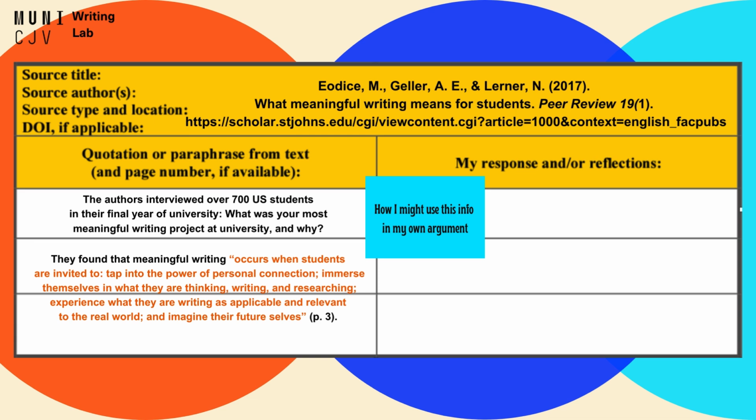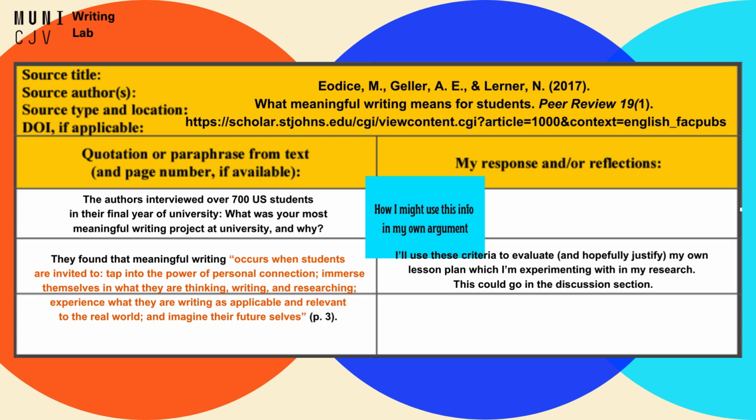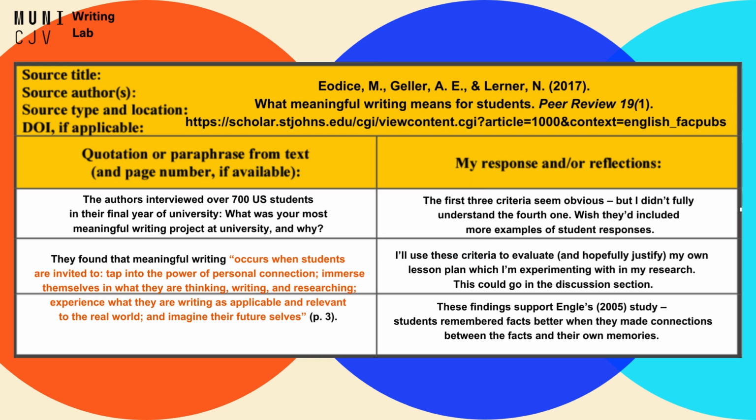Finally, for category 4, how I might use this info in my own argument. I'll use these criteria to evaluate and hopefully justify my own lesson plan, which I'm experimenting with in my research. This could go in the discussion section. So from the very start of my reading and research, I'm already starting to imagine how and where in my final paper I'm going to use this info from my source. Obviously, this may not at all be how I actually end up using it, but at least I'm starting to put together an argument. These are just quick examples.